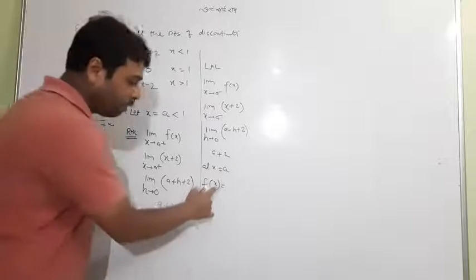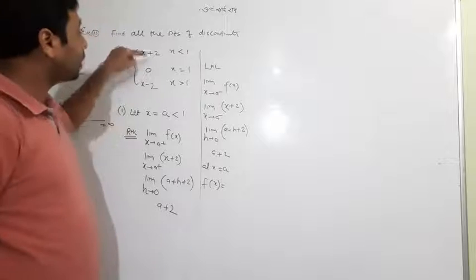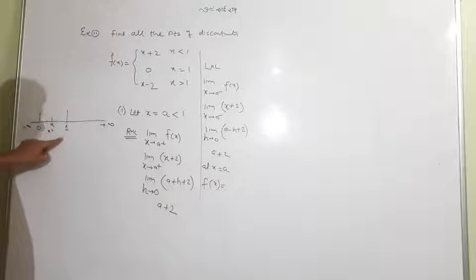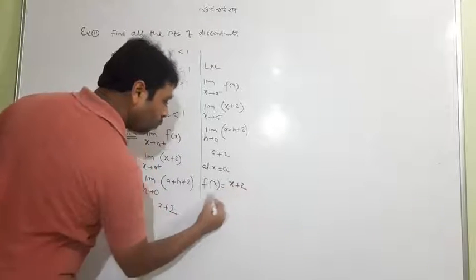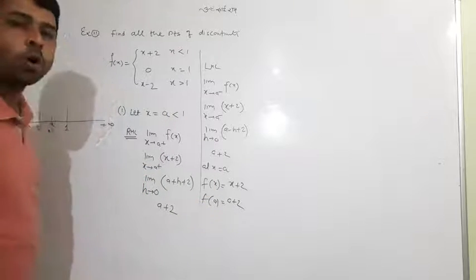Now lastly we will find f of a. Which function will we choose, this or this? When x equal to a, it is again less than 1, so the function is x plus 2 again. When I choose f of a, it is a plus 2. All are the same.